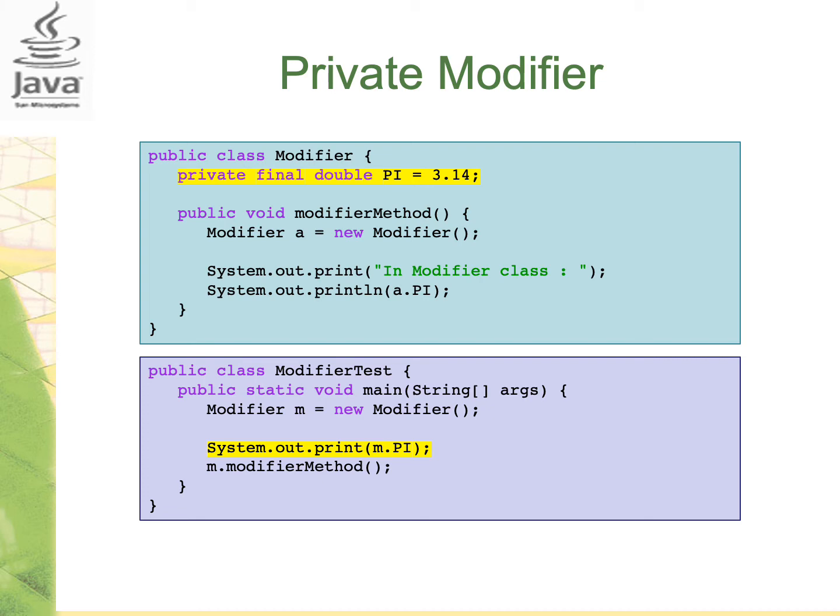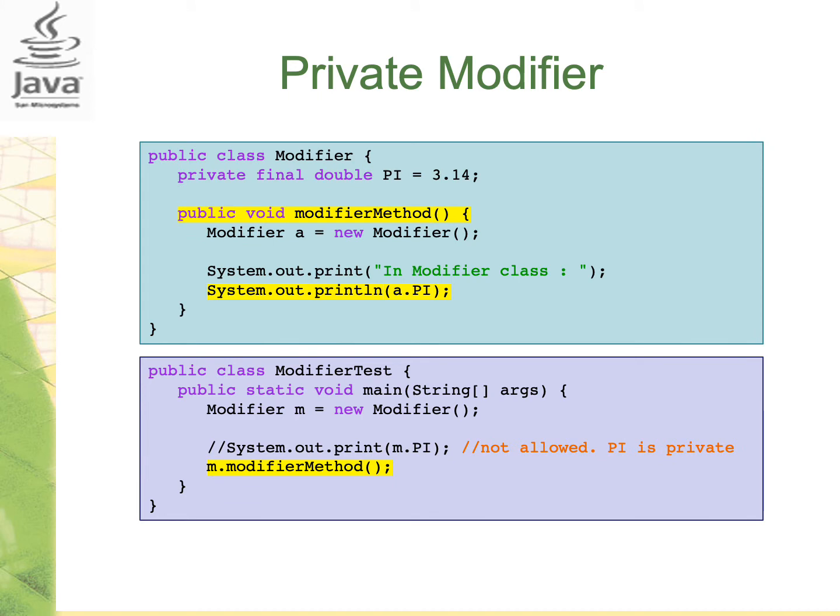In the Modifier class, we have a data member, private final double pi equal to 3.14. Can this pi be accessed by the main method in the ModifierTest class? For example, by doing m.pi as highlighted here. Does it show the value 3.14? When we try to compile the code, it will give us an error because pi is private, meaning that it cannot be accessed by other classes. It can, however, be accessed by its own class.